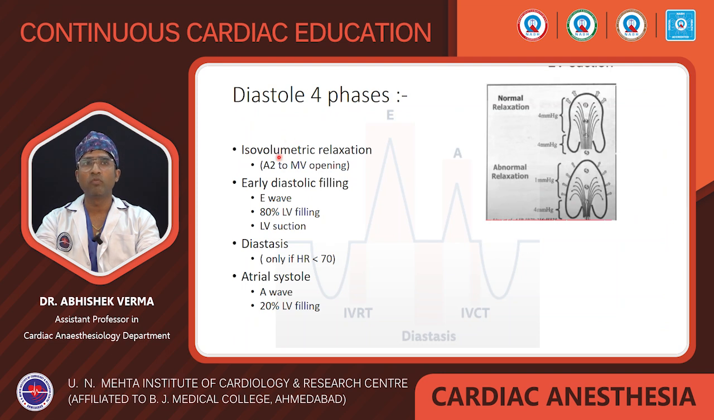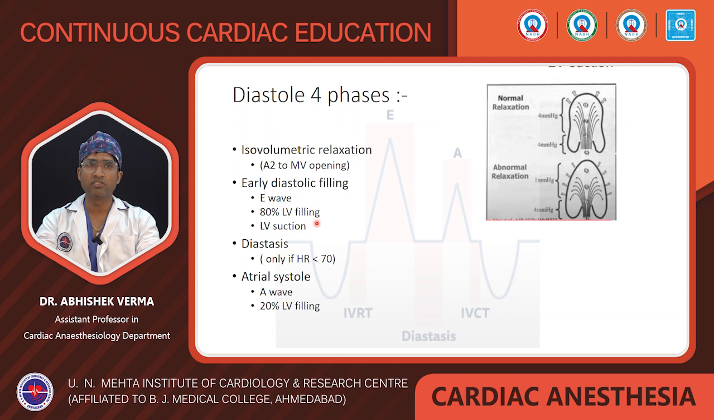These are the 4 phases of the diastole. First is isovolumetric relaxation. It starts from A2, meaning closing of the aortic valve and opening of the mitral valve. Second phase is early diastolic filling, in which 80% of filling occurs, and it is shown in the echo as the E wave. It is mostly due to the LV suction.